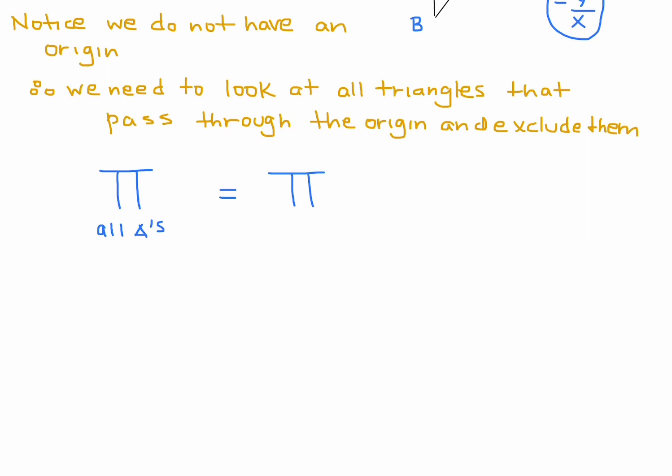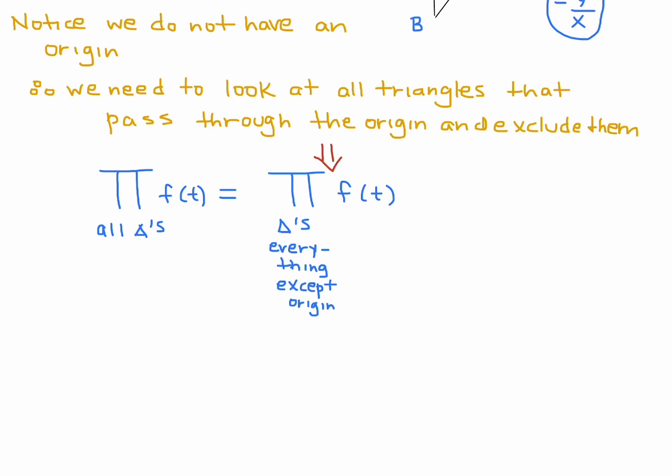They want you to just figure out the triangles that go through everything except the origin. So everything except the origin. I'm writing this out like this because I want you to understand it. So this is what they want you to figure out. Okay?